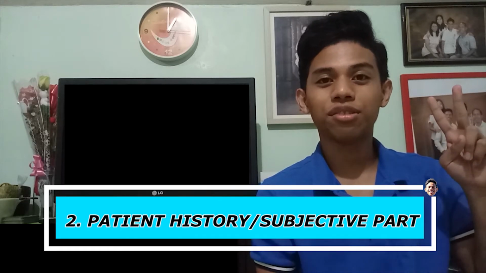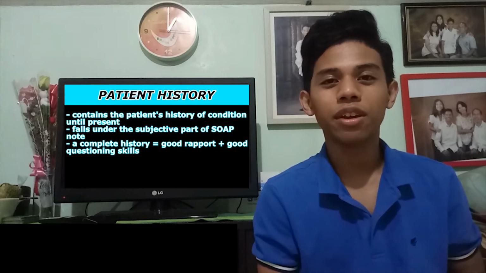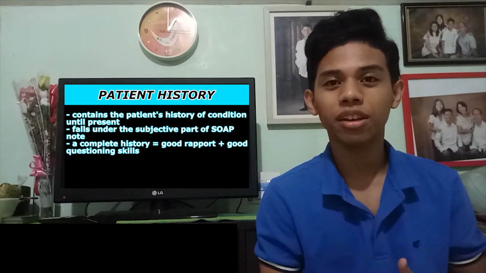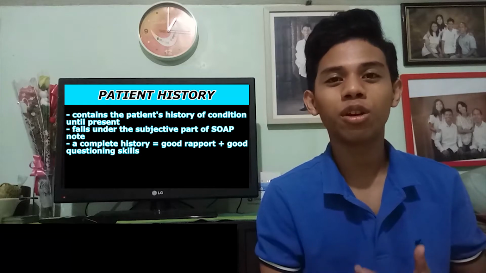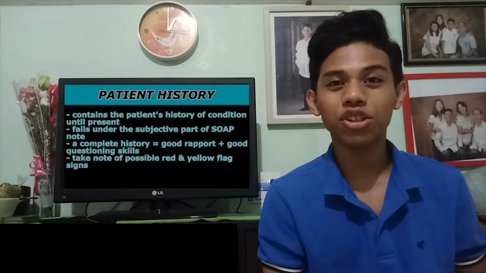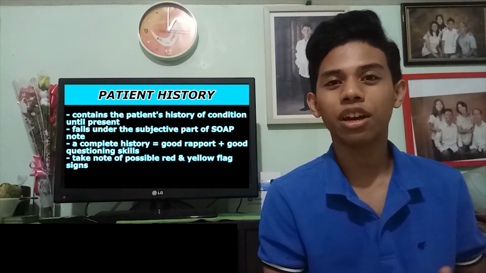Number 2, patient history or subjective part. Patient history contains the patient's history of condition until present, and it falls in the subjective part of the SOAP note. However, in order to achieve a complete assessment, or a complete subjective part and patient history, the examiner needs to have a good rapport and good questioning skills. These two will allow the patient to be more open to the examiner in explaining his or her condition. In addition, the examiner should also take note of the possible red flag signs or yellow flag signs.